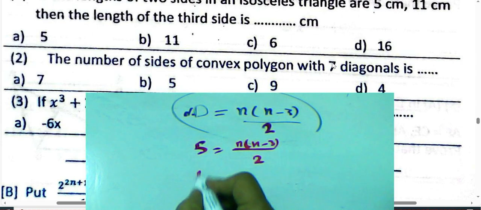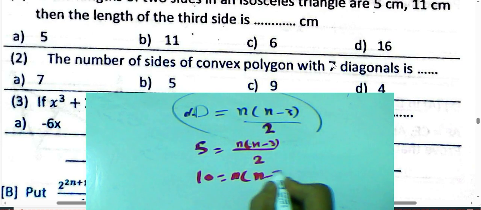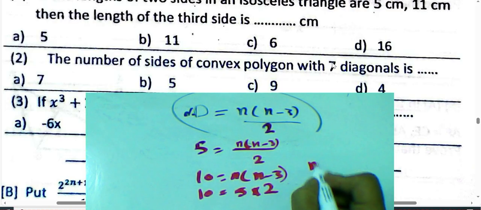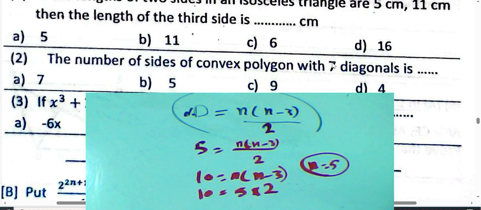Then 2 times 5 equals 10, 10 equals n times (n minus 3). Then we can write n equals 5. Then the number of sides will be 5, so it will be a pentagon. The pentagon has 5 diagonals and 5 sides. It's the same number of sides and number of diagonals. Change the number to 5, it was a wrong number in the copy. Okay, next question.